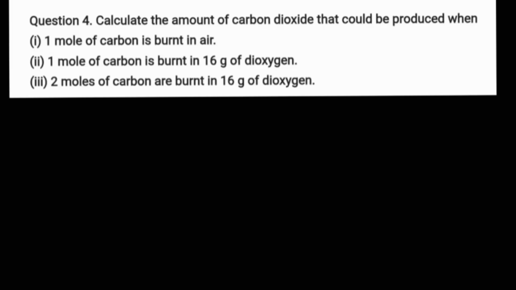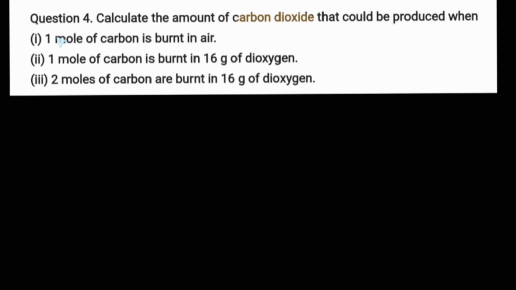Everyone, so today we'll be doing chemistry numericals based on your NCERT exercise only, from the chapter Some Basic Concepts of Chemistry. So our question is to calculate the amount of carbon dioxide that could be produced when 1 mole of carbon is burnt in air. Basically, here we need to find the amount of carbon dioxide when 1 mole of carbon is burned.